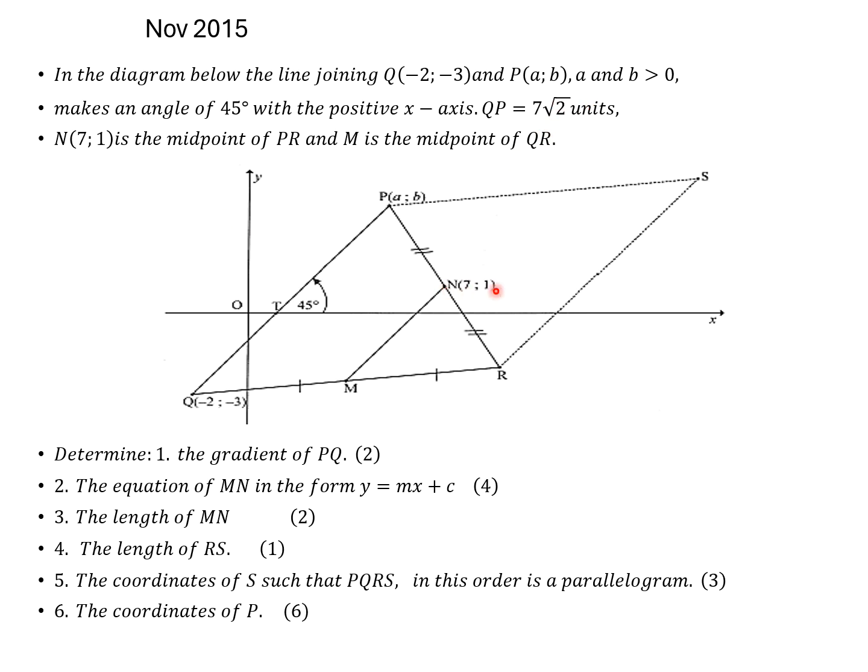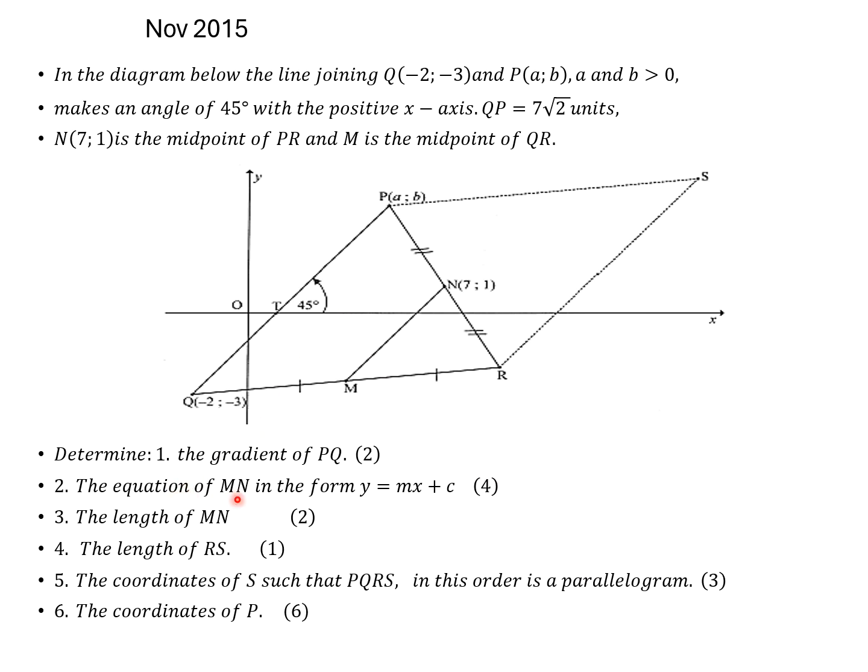N is (7; 1), the midpoint of PR. So it cuts that line in half. And M is the midpoint of QR, so M makes QM and MR the same length. So number 1, determine the gradient of PQ. There we're going to use the angle.